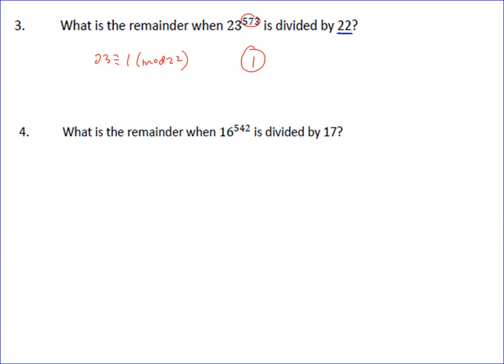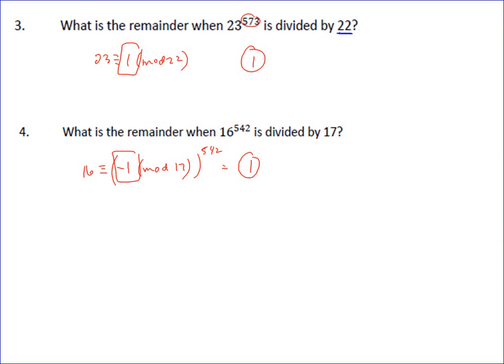This is the one where we do the same thing. 16 is equivalent to negative 1 mod 17. So if you raise that to the 542nd power, you find out that that just equals a positive 1. So the remainder when 16 to the 542 is divided by 17 is just 1, because negative 1 raised to the 542nd is 1. So one of the things, when you do these remainder problems, is you want to find a 1 mod 22 or a negative 1 mod 16, something that you can raise to a power and actually know the answer.